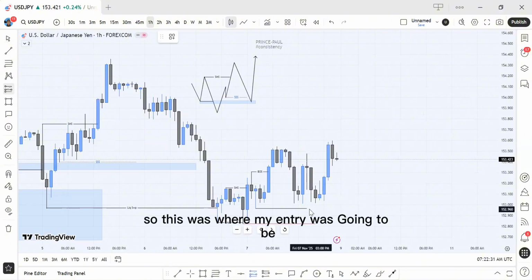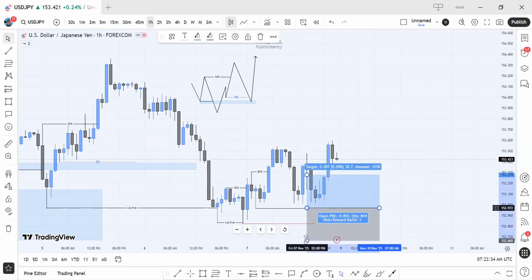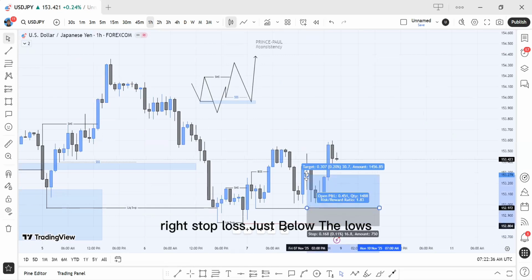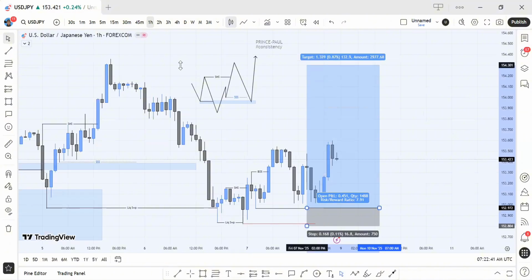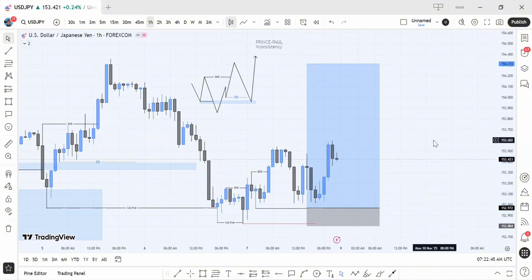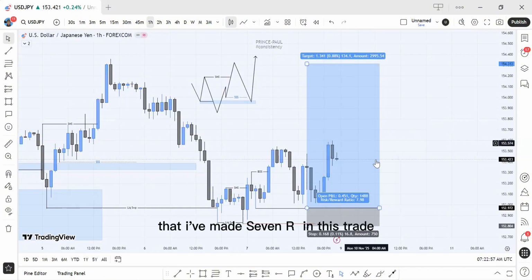So, this was where my entry was going to be based on the 1 hour view, right? Stop loss just below the lows, then take profits at this high over here, right? This gives me a 7R trade. So as you can see, price did not tap me in. And I don't know why price did not tap me in. It was such a painful missed entry, that I would have made 7R on this trade.